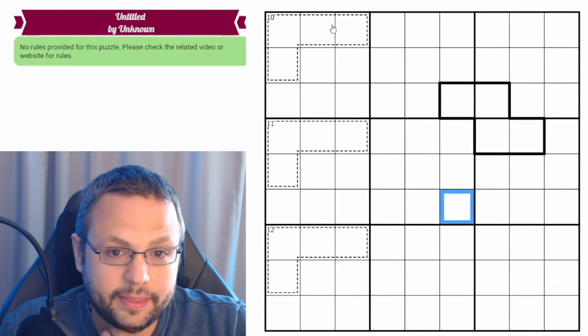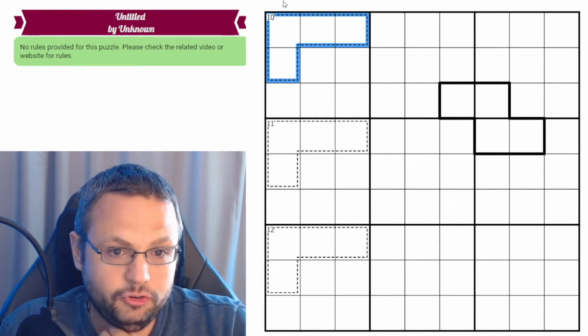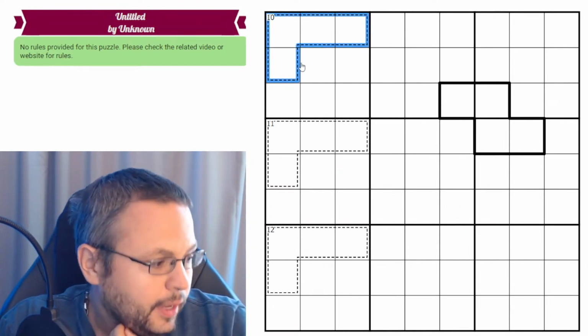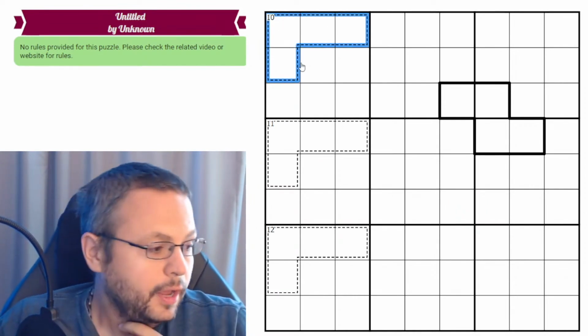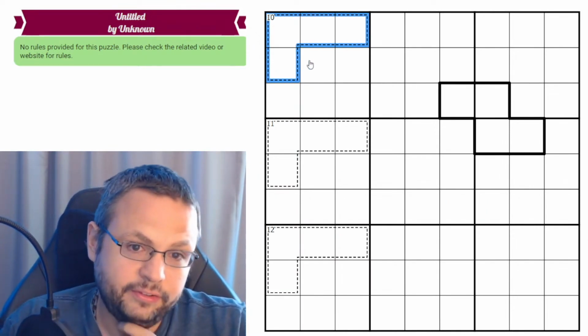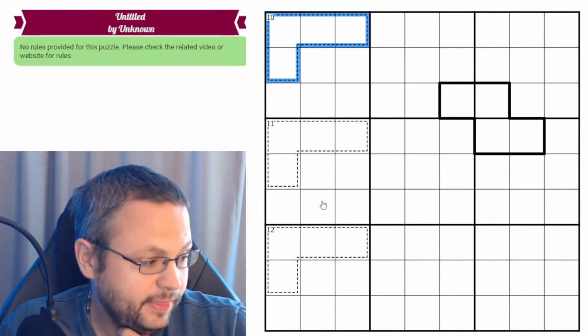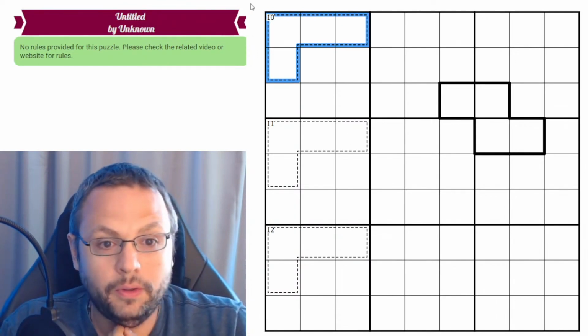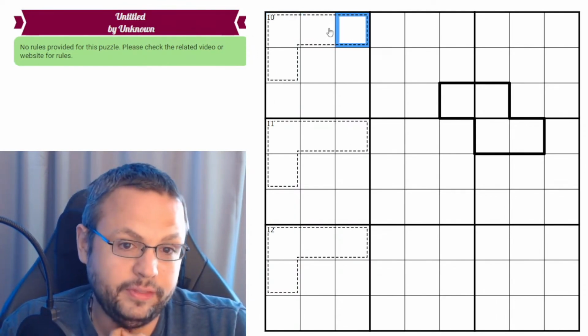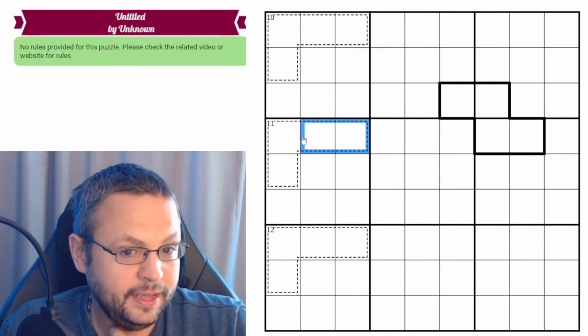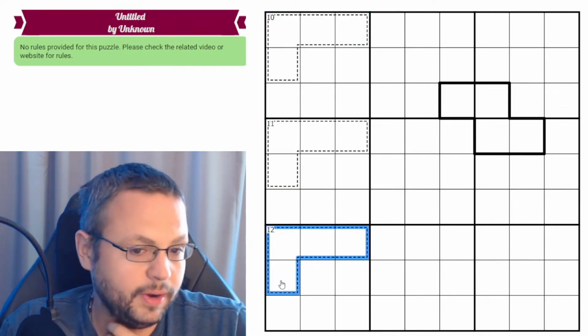So killer cages look like this. They have these sort of dashed lines and usually a number at the top left. And so the arithmetic part of a killer cage is that the sum of the digits that you place inside the killer cage has to equal the sum or the digit at the top left. So these four digits have to sum to 10, these four would have to sum to 11, these four would have to sum to 12.